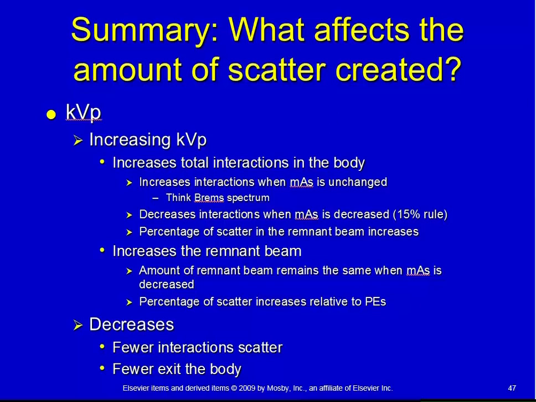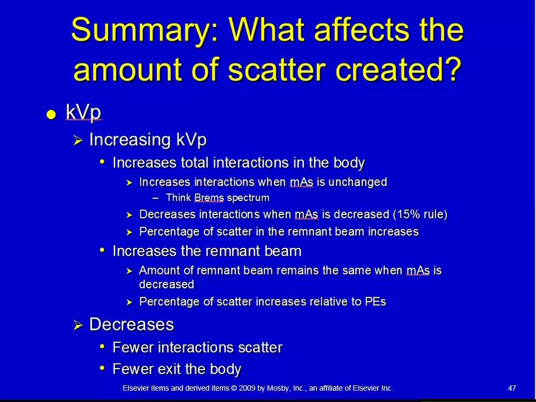To go back to the beginning of the lecture on scatter, in this chapter we learned that scatter is going to be created. It's one of the four primary interactions inside of the patient, and exit scatter is going to affect our image. So we have to deal with scatter in one of two ways: either before it's created or after it exits the patient's body.